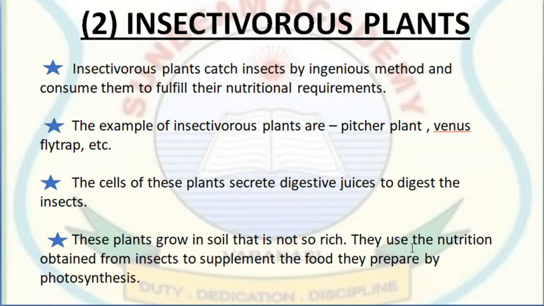The Venus flytrap and the pitcher plant both grow in soil that is not so rich. They use the nutrition obtained from insects to supplement the food they prepare by photosynthesis.